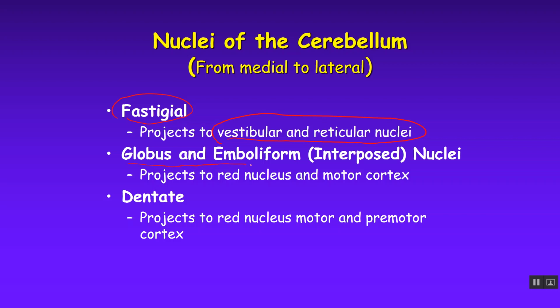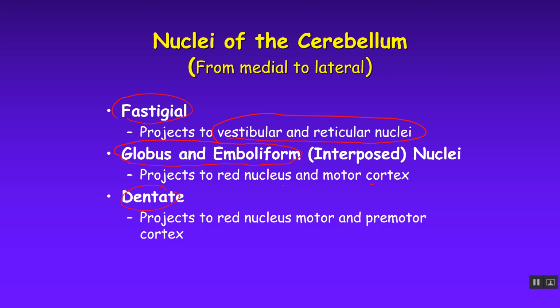Then we have what's called the globose and emboliform nuclei, which are considered together as a group because they influence the same motor parts of our system. They are known also as the interposed nuclei because they're interposed between the fastigial and the dentate. They're between, so they're interposed. These project to the red nucleus and the motor cortex. They actually do project to some of the lateral activating pathways.